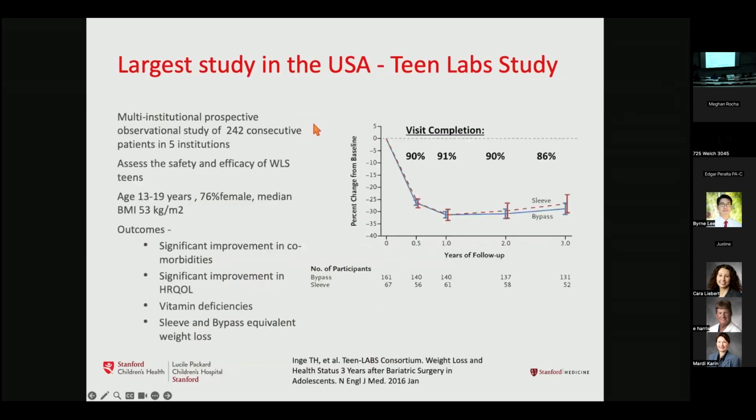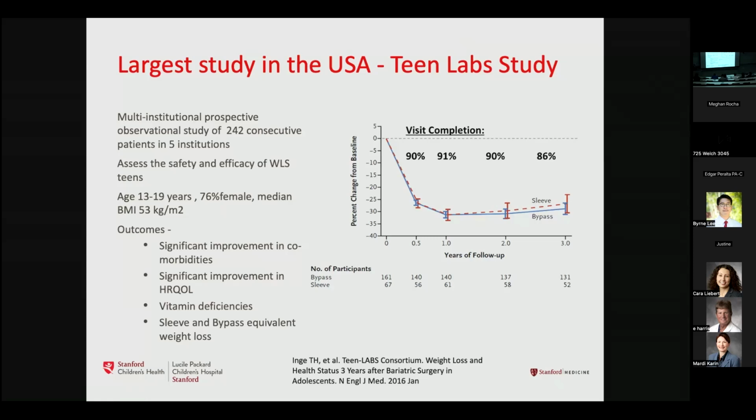The largest study in the US is the Teen LABS study, which was a multi-institutional study that took 5 institutions across the country. They assessed safety and efficacy of weight loss surgery in teens, and they looked at ages 13 to 19. And this is where the AAP took their age 13, because they didn't look at any foreign studies. So that's why they made an age cutoff at 13. The median BMI was 53. And 76% were female, which is lower actually than the adult population studies, which usually are about 85% female.